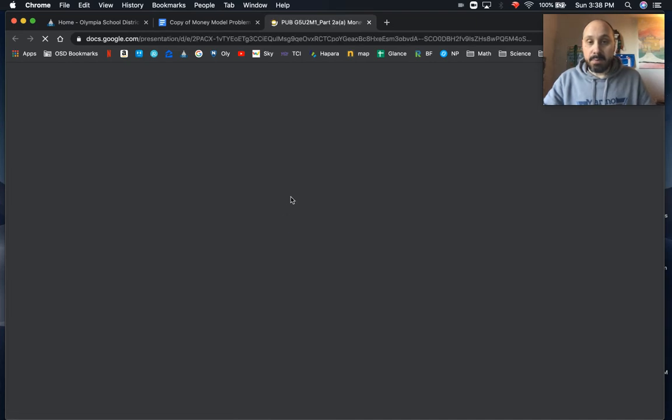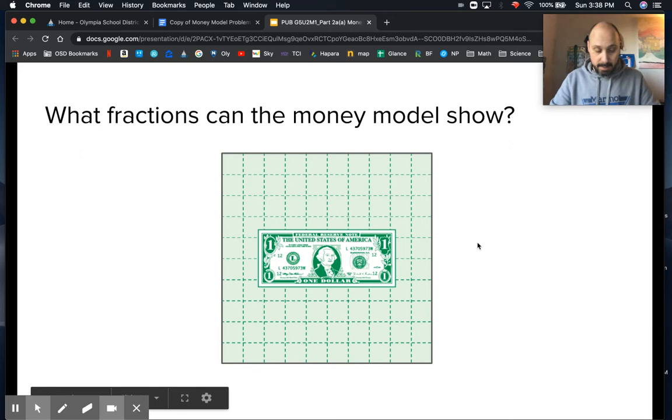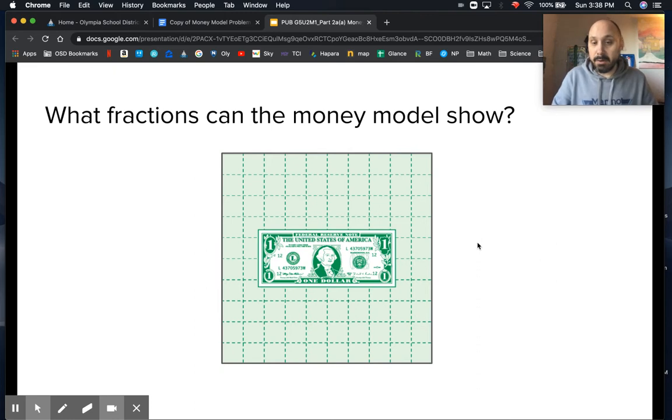and it's going to pull up a slideshow for you. I'm going to run through this slideshow real quick, but I want you to watch it again before you start the activity. So what fractions can the money model show? Here's our dollar, and the dollar is broken up into hundredths because there's 100 cents in a dollar, right? But then we can break it further after the hundredths. So let's see what kinds of fractions or pieces our money model shows.